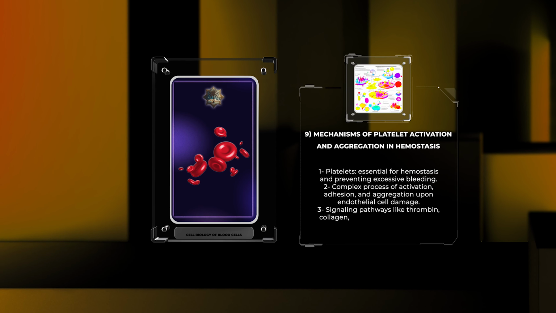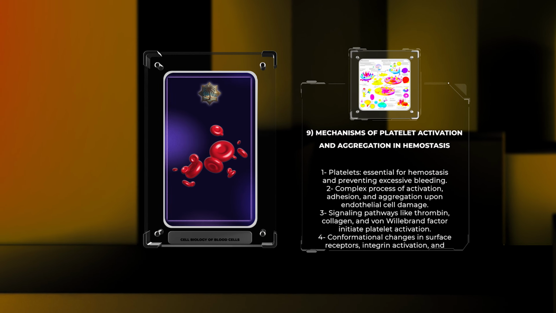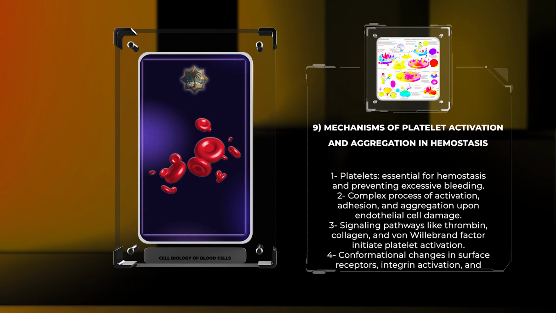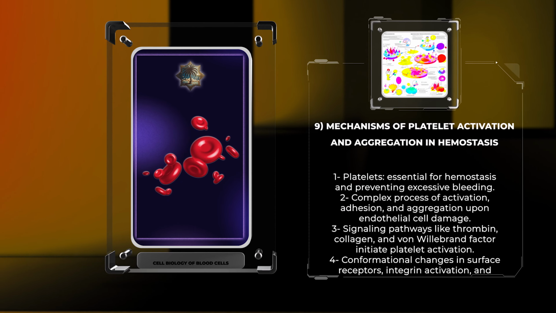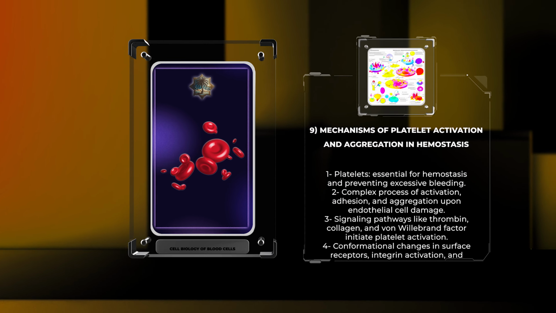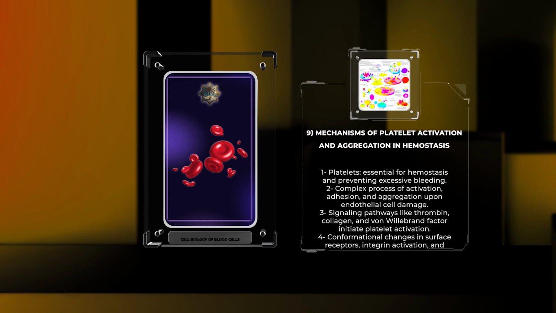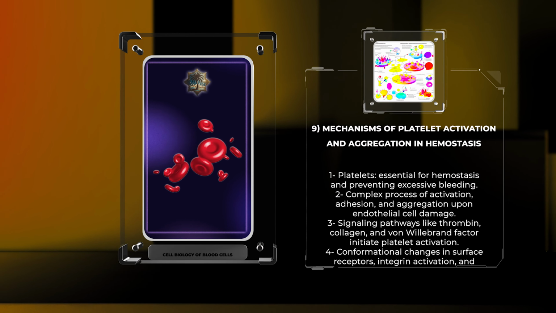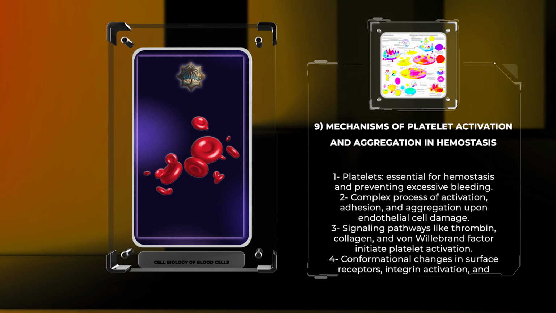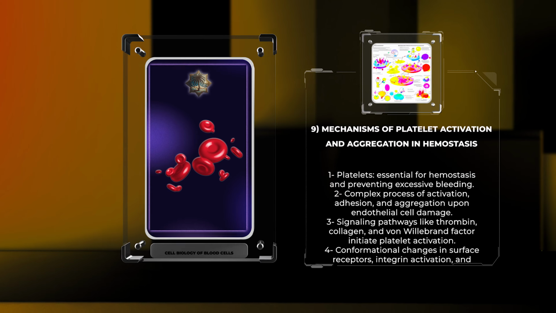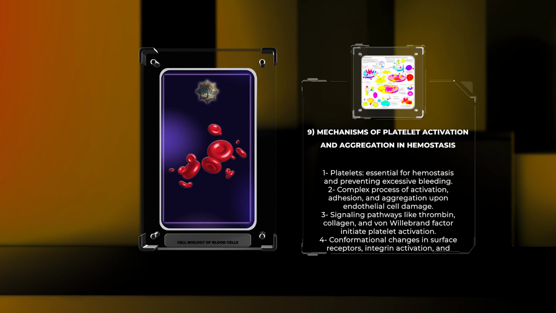Platelets are essential for hemostasis, preventing excessive bleeding upon vascular injury. When endothelial cells are damaged, platelets undergo a complex process of activation, adhesion, and aggregation to form a plug at the site of injury. Signaling pathways, including those initiated by thrombin, collagen, and von Willebrand factor, trigger platelet activation. This results in conformational changes in surface receptors, integrin activation, and the release of granules containing platelet agonists. The concerted actions of these mechanisms ensure the rapid formation of a stable clot, sealing the damaged vessel.